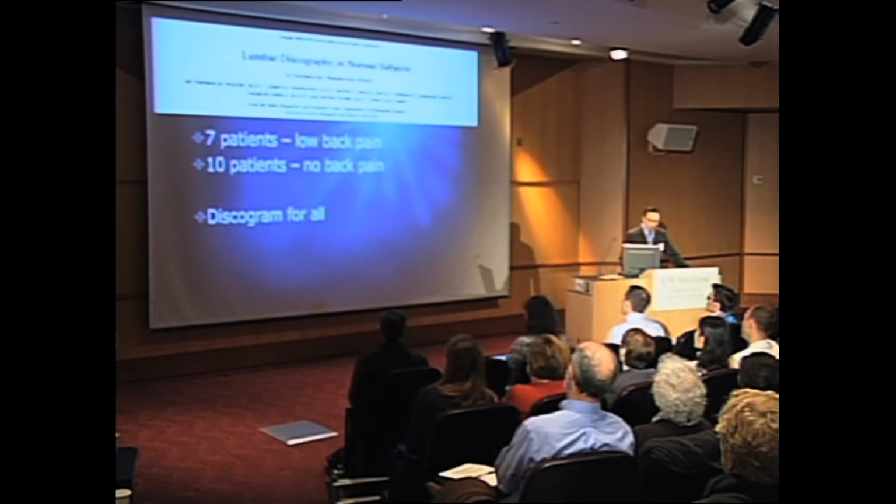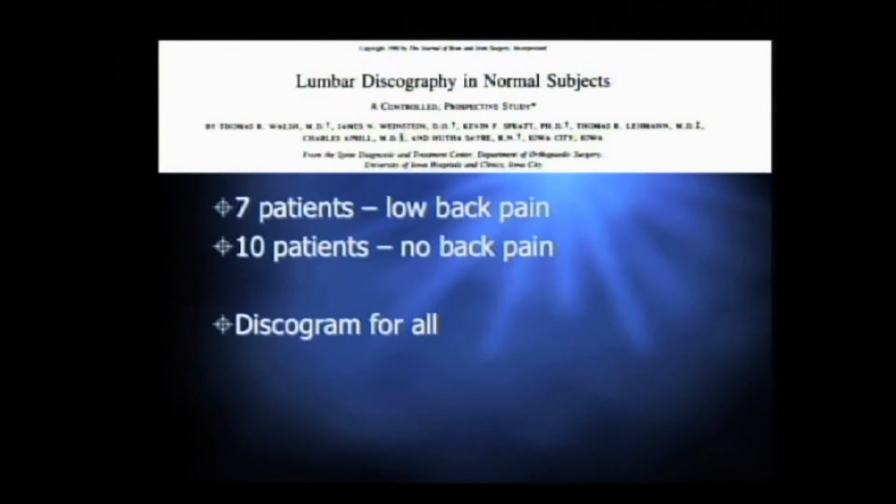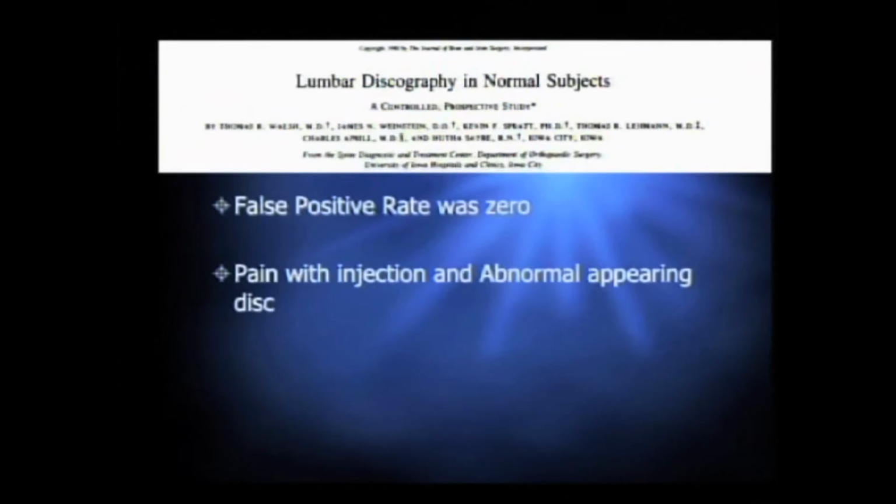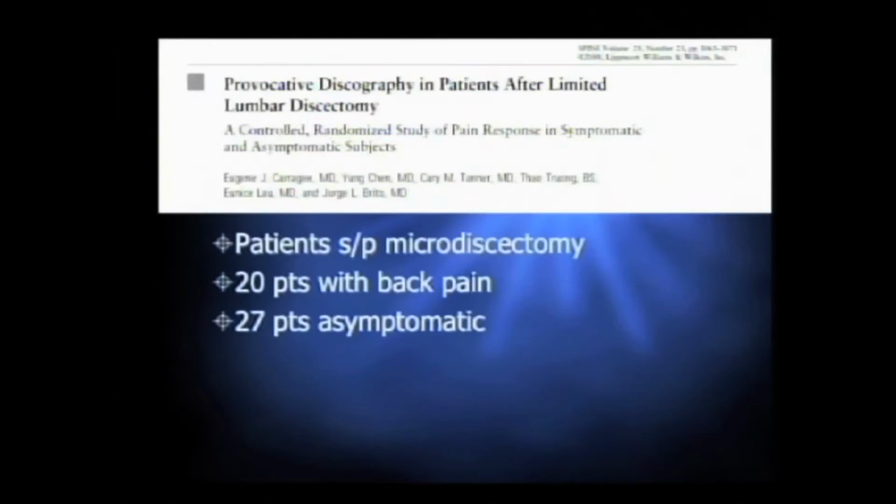1990, JBJS, Walsh and Jim Weinstein looked at 17 patients, and they did a discogram for all these patients. Some of them had low back pain, some of them had no back pain. And they found that there was a false positive rate of 0. But again, their criteria for determining what was a positive discogram was pain with an injection and an abnormal appearing disc on the radiographs. Since then, there's been a lot of studies looking at discogenic pain.